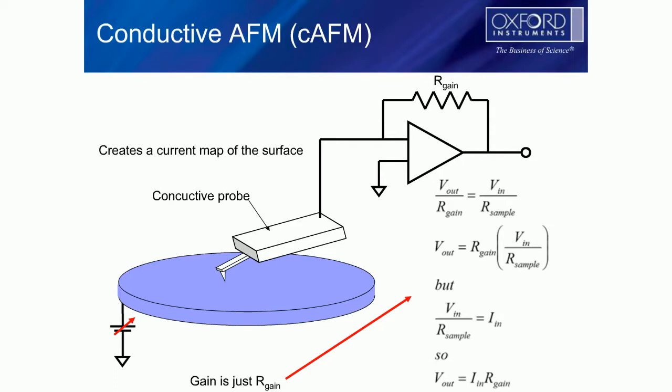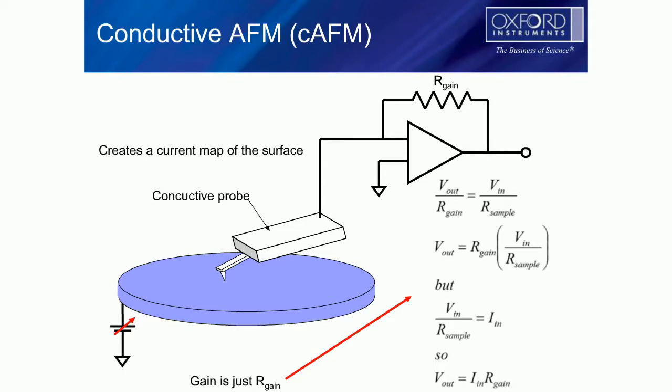Okay, so then let's talk about conductive AFM. Conductive AFM is fairly simple. You look at the bottom left, you see you are biasing your sample. You're basically pushing current through your probe. Transimpedance amplifier, very simple. Look at the bottom right, you'll see it says V out equals I in times R gain. So I can tune this to whatever gain value I want.